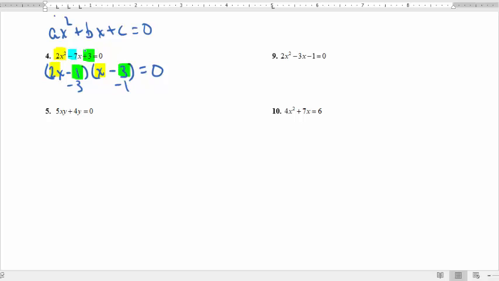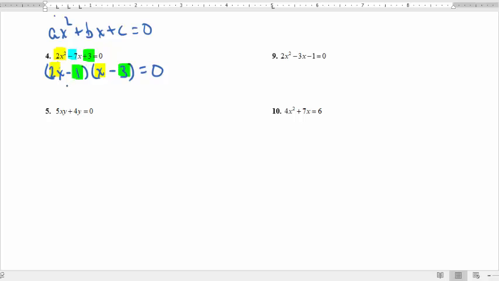So which one ends up working if I do my FOIL? Well, I already know my F and my L are going to work because that's what I just did. So now you do the O and the I, right, to check. So the O in FOIL would be 2x times negative 3, which is negative 6x. And then the I in FOIL would be negative 1 times x, which is negative x. So this and this gives you negative 7x. So my initial choice of negative 1 and negative 3 are what works, right? The negative 3 first and the negative 1 second wouldn't have worked. So this is what works.